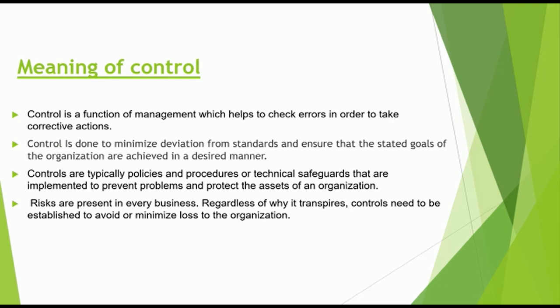Meaning of control. Control is the function of management which helps to check errors in order to take corrective action. Control is done to minimize deviation from standards and ensure that the stated goals of an organization are achieved in the desired manner. Controls are typically policies and procedures or technical safeguards that are implemented to prevent problems and protect the assets of an organization. Risks are present in every business. Regardless of why it occurs, control needs to be established to avoid or minimize loss to the organization.